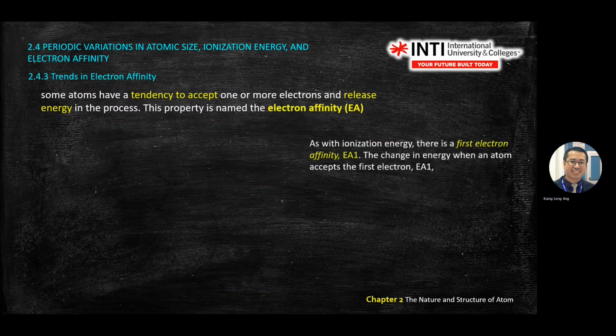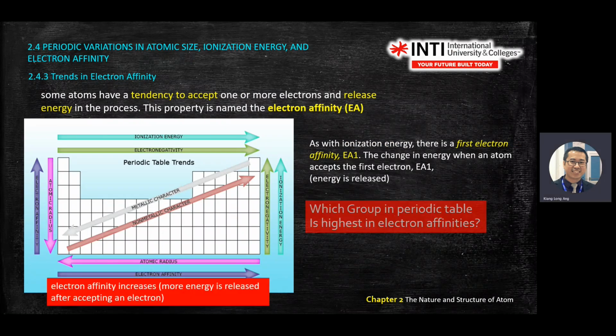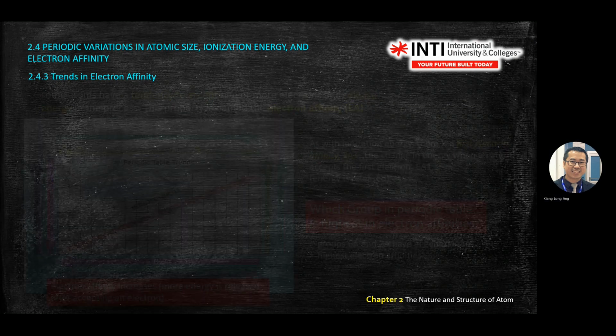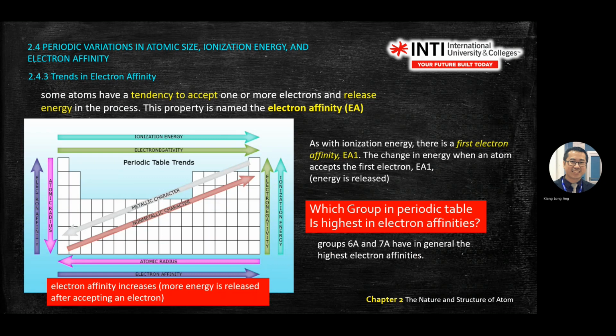What else? This one you read. Okay, electron affinity is the tendency to accept or receive electrons. It is normally at the right-hand side of the periodic table, because they have more electrons, so they will try to pull electrons in.